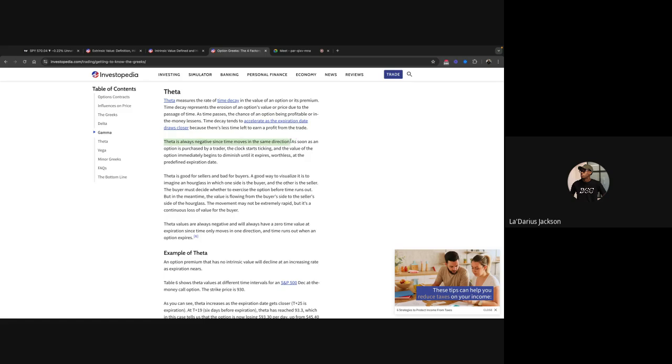Theta, this is good to know too. Theta is always negative. You won't have positive theta. You can't have positive decay. So that means every day the contract is going to be worth less if the stock stays at the same price. If the stock is moving up, then okay, it's beating time decay. You want to beat time decay.